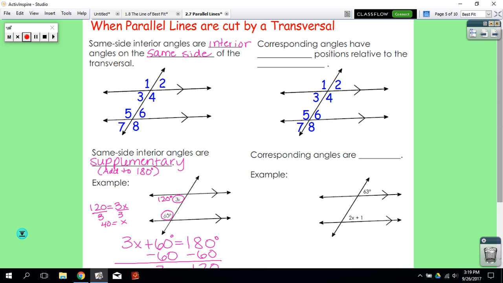All right, over here we talked about corresponding angles too. Corresponding angles have corresponding positions relative to the transversal. If you remember, on Tuesday we talked about putting a window around this set and putting a window around this set, and if you take this set and put it on top, which ones would line up? So corresponding angles are congruent. Always, always, always.